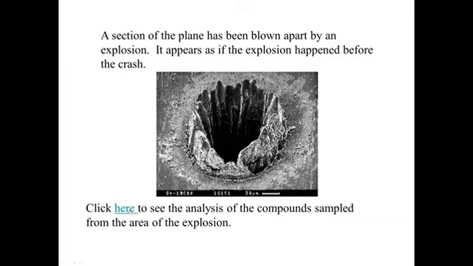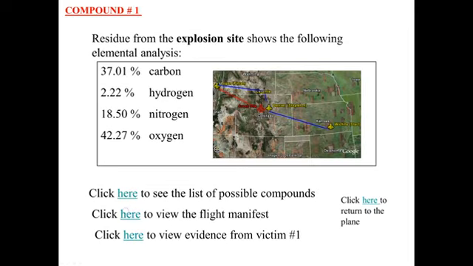So if you are assigned compound number 1, this is your compound, okay? So I have a few students that will need to identify this compound. Residue from the explosion site shows the following elemental analysis. So here's the percent composition for each element. This particular compound that was found at the explosion site has carbon, hydrogen, nitrogen, and oxygen.